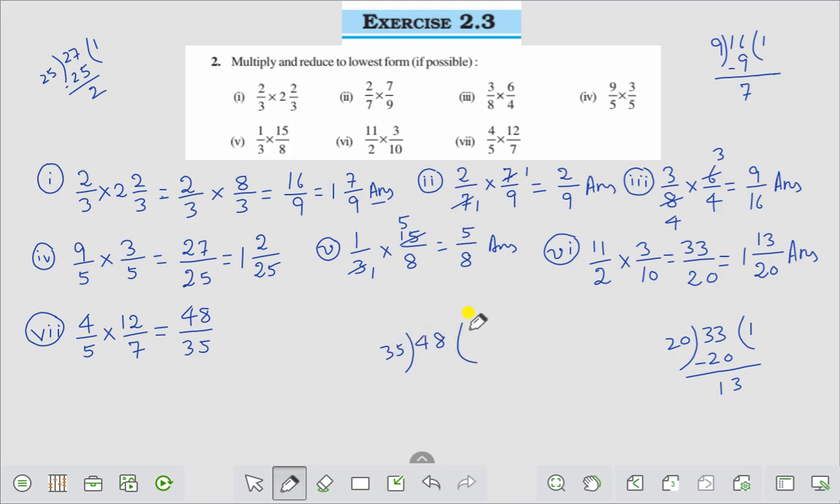And we are getting 35 1 is 35, remainder 13. Right? That we are getting 1 whole 13 by 35. This is the answer also.